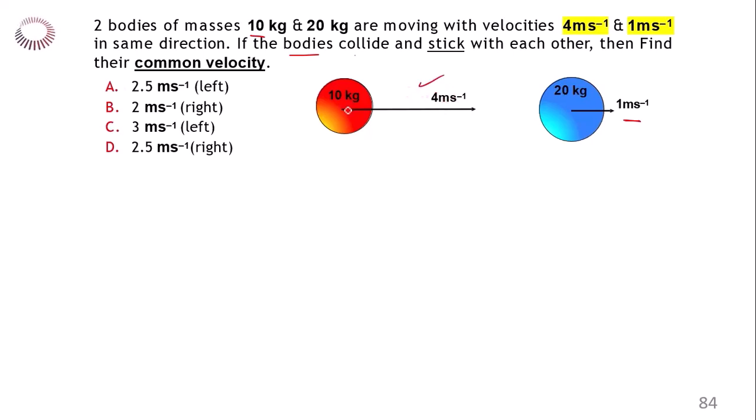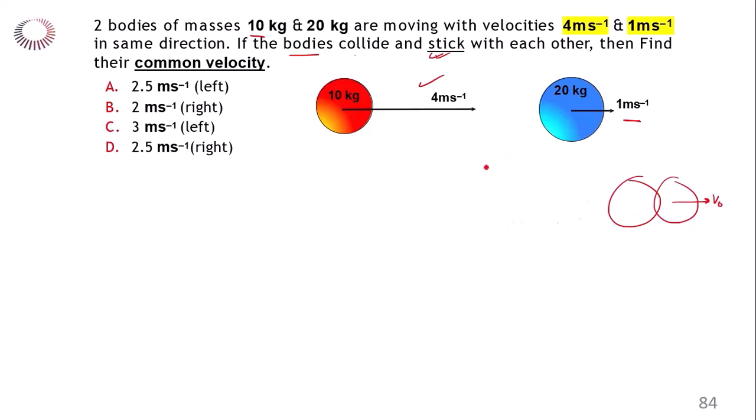So ultimately the red particle collides with the blue particle, and you are asked to calculate the final common velocity when both stick together. This is the initial situation, and finally both the red and blue balls stick together and move with a combined velocity, let us say V naught.